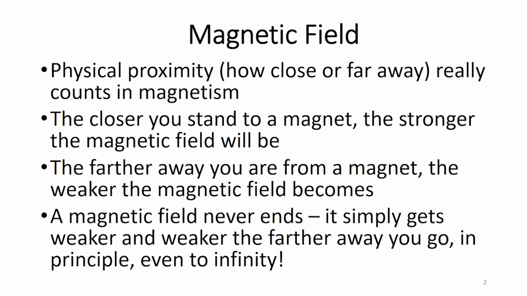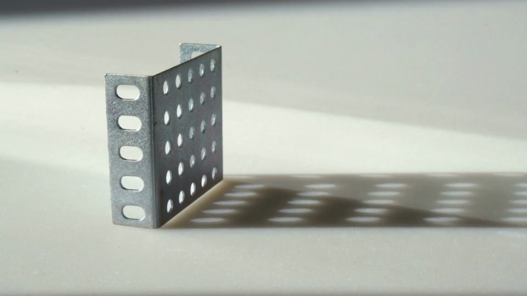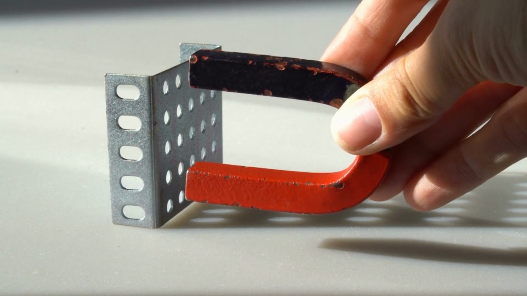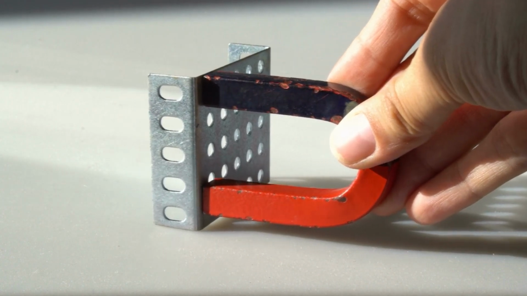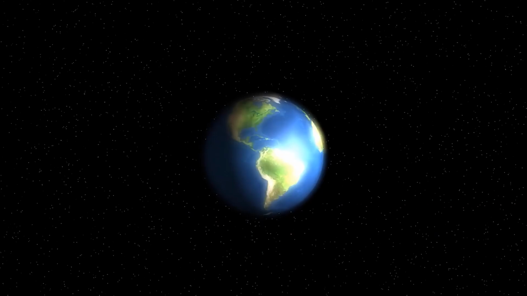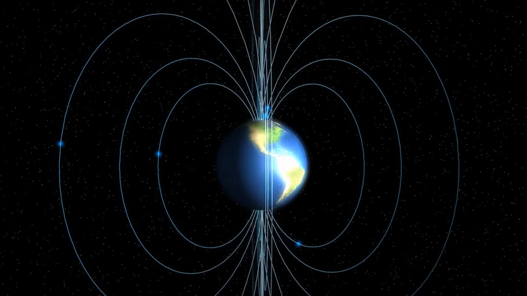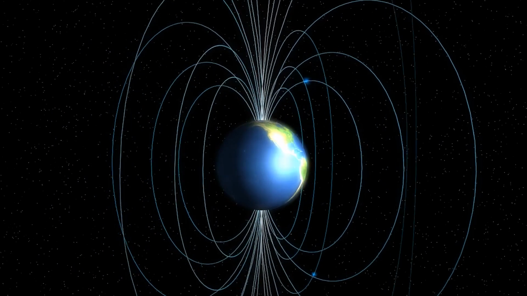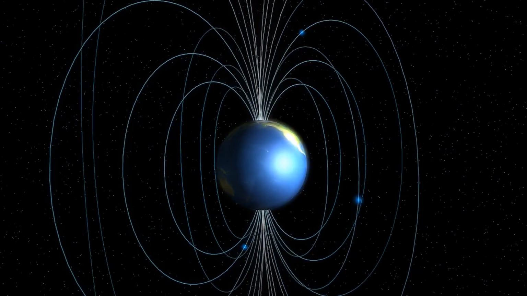Physical proximity, meaning how close or far away, really counts in magnetism. The closer you stand to a magnet, the stronger the magnetic field will be. The further away you are from a magnet, the weaker the magnetic field becomes. A magnetic field never ends, it simply gets weaker and weaker the further away you go, in principle even to infinity.